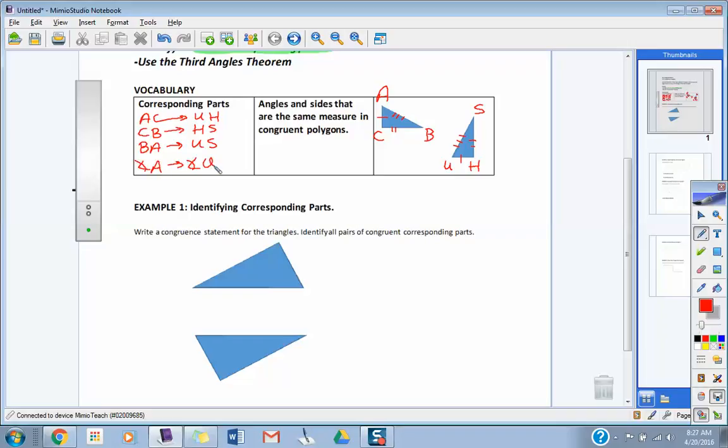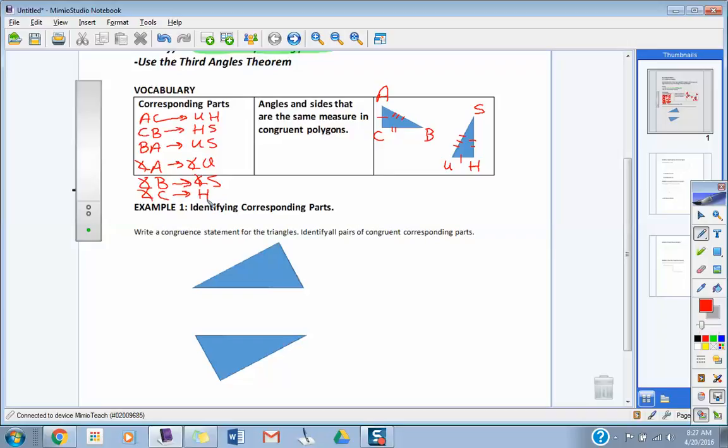How about B? Where would B fall? B would fall on S, right? Angle B to angle S. Not saying that that's what this stuff is, but some of you might take that out of context a bit. So don't do that. What's my last corresponding pair of angles? C to H.